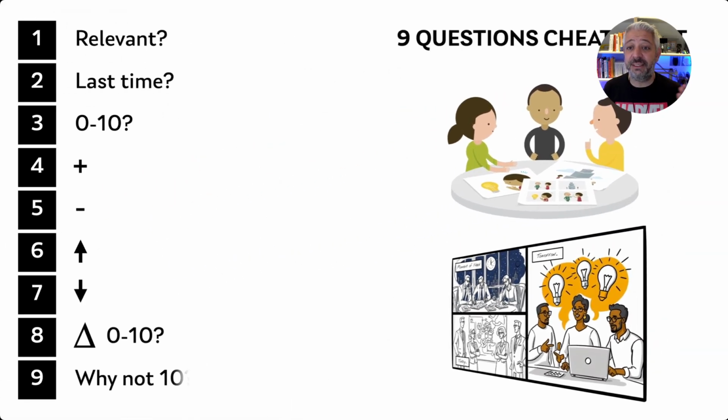So basically, in summary, 9 questions. Is it relevant to you? When was the last time and what happened? 0 to 10 rated, plus, minus, up, down. And what's the new score now that we implemented all your suggestions? Why is it not a 10?